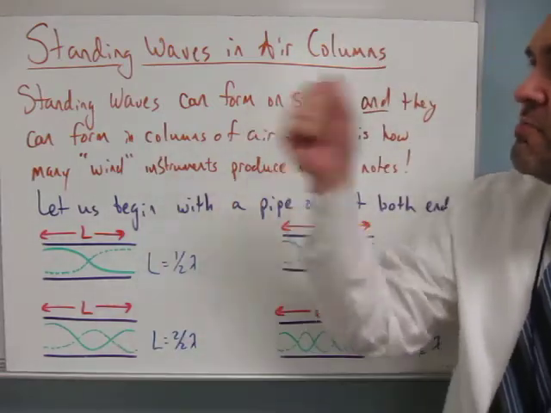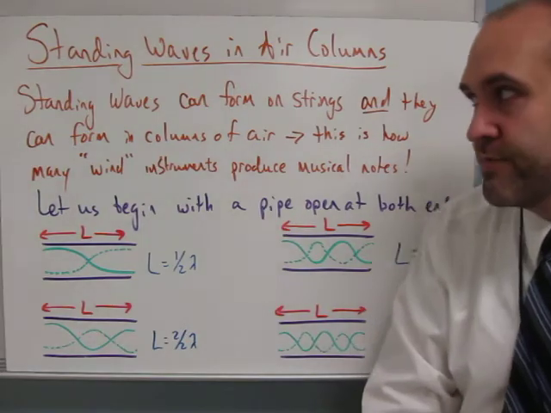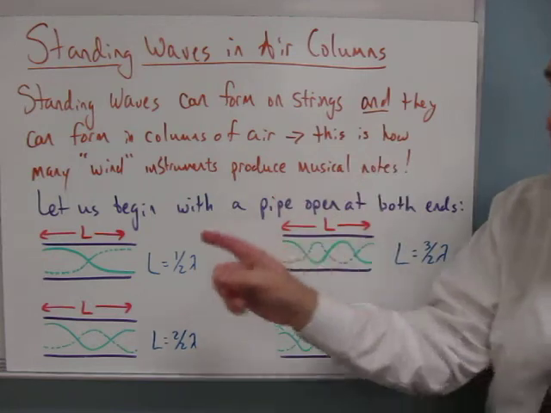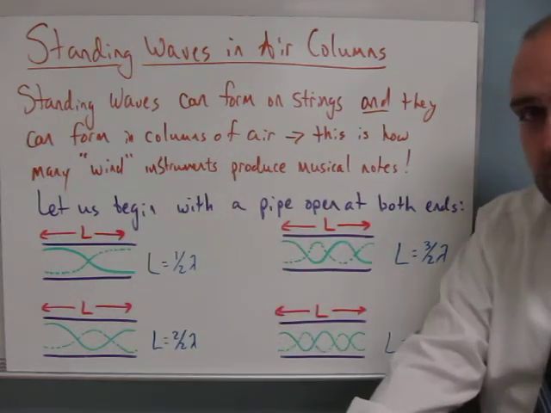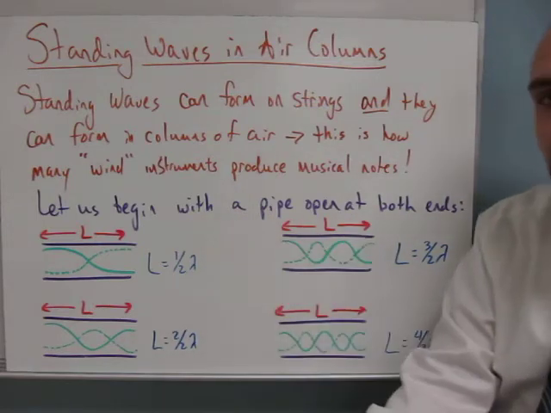Hi, this video is more about standing waves, but in this case, they're about standing waves in air columns, columns of air. So standing waves can form on strings, and they can form in columns of air. And this is how many wind instruments produce musical notes. So let's begin with a pipe that's open on both ends.